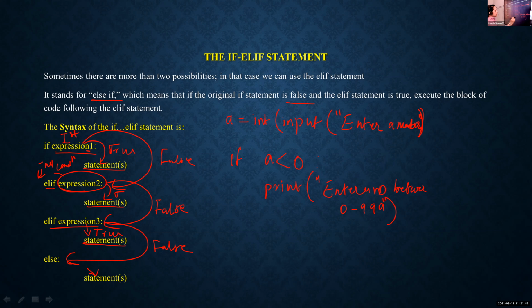Just give a message for a number which is invalid. Invalid number. Okay, so if A less than 0, print a message invalid number.